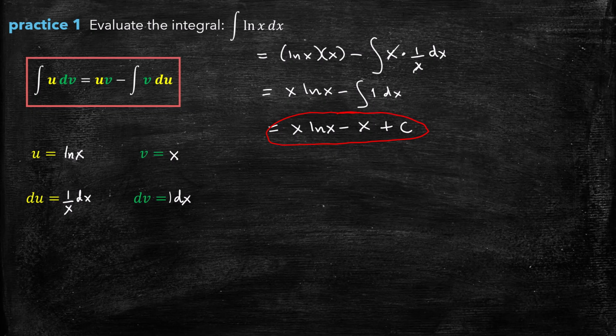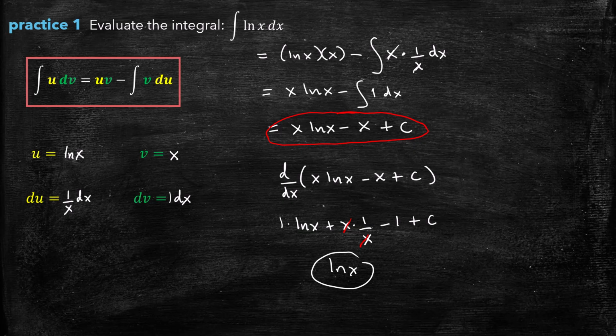This will be the last one we check using the derivative, but it's just kind of satisfying to do this. So let's make sure it works. The derivative of x ln x, by the product rule, is 1 times ln x plus x times 1 over x. I love that the derivative of ln x is 1 over x, because things just cancel nicely. And the derivative of x is 1, and the derivative of c is 0. So this is 1 minus 1, and we're left with ln x, which is our original integrand.